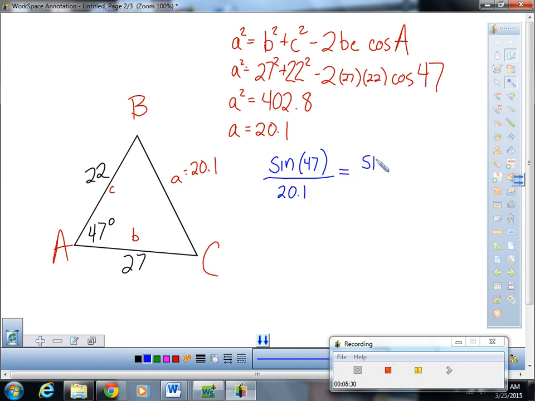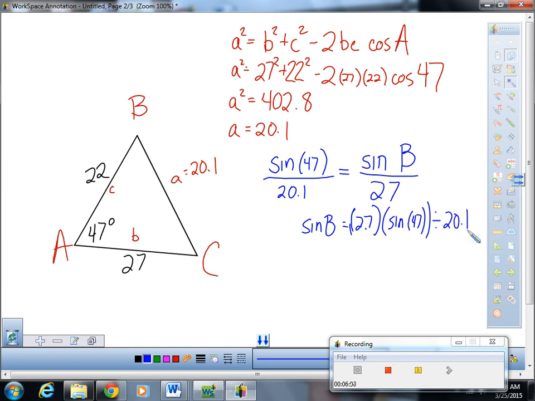It doesn't matter, I can pick which one I want. I'll just do B. The sine of B is to 27. Now notice that B matches up with 27. So now the sine of B is equal to 27 times the sine of 47 divided by 20.1.